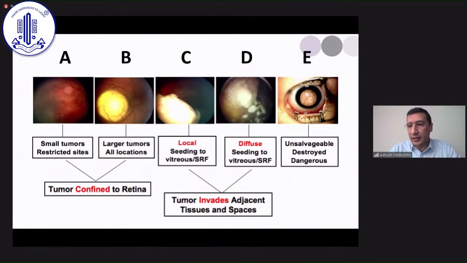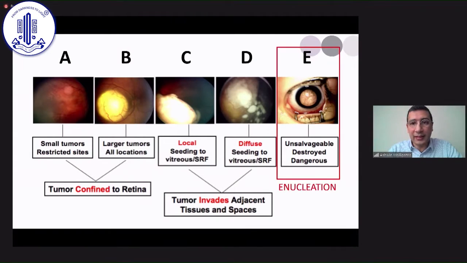Honavar had the meeting in India. The ISO was held in India, and we were all introduced to this at that time. It was in the handouts also, guiding us towards enucleation of group E eyes.